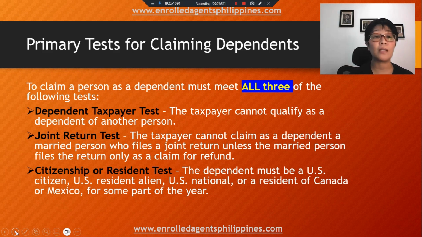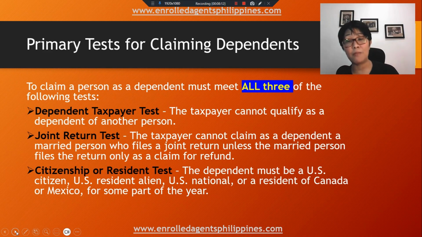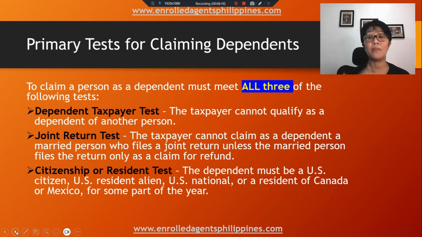So number 1, dependent taxpayer test. The taxpayer cannot qualify as a dependent of another person. So, hindi pwedeng double dipping. Na, kumbaga, kinlaim ka na nung isang taxpayer, tapos i-claim mo pa ulit. So, hindi. Hindi pwede yon. So, kung dependent mo siya, hindi siya makiklaim ng ibang taxpayer. So, dependent taxpayer test.